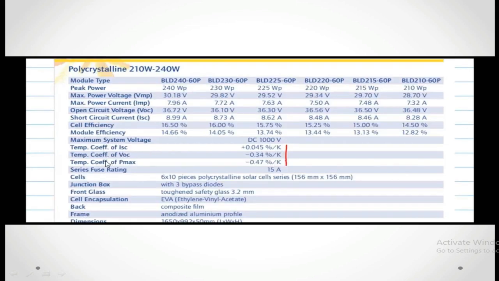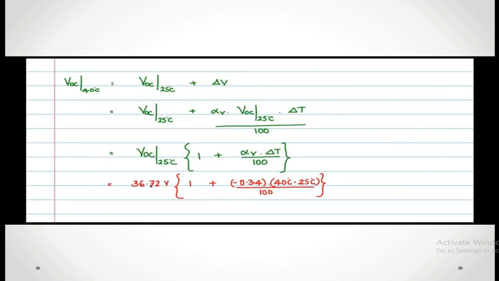By substituting VOC at 25 degrees centigrade, which is equal to 36.72 volts, and the temperature coefficient of VOC as minus 0.34 percentage, we are going to obtain the value of VOC at 40 degrees centigrade. This value must be negative, that is delta V is minus 0.051. So VOC at 40 degrees centigrade will become 34.847 volts. At 25 degrees it was 36.72 volts, but at 40 degrees centigrade the value has been reduced. That means VOC is reduced for an increase in temperature.